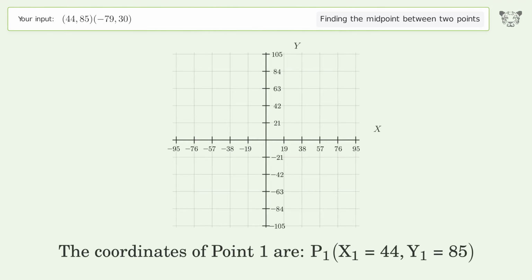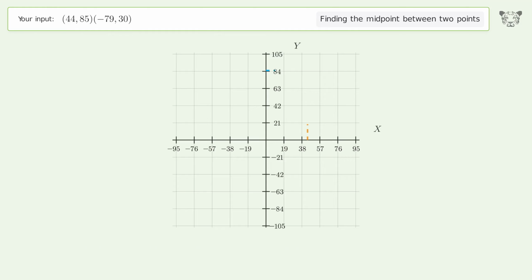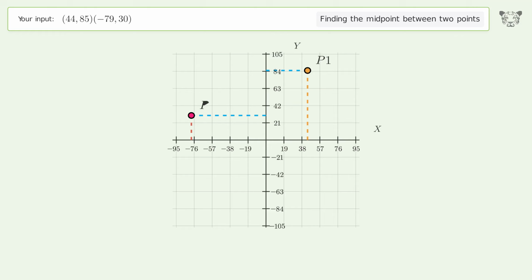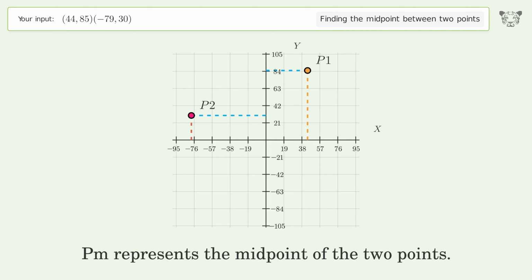The coordinates of point 1 are x1 equals 44, y1 equals 85. The coordinates of point 2 are x2 equals negative 79, y2 equals 30. PM represents the midpoint of the 2 points.